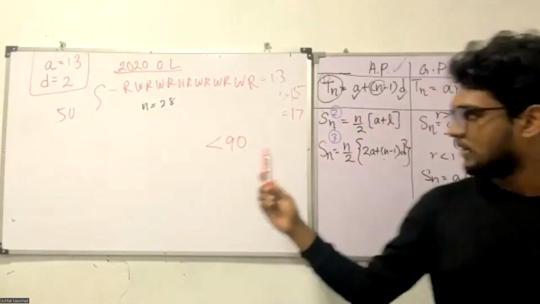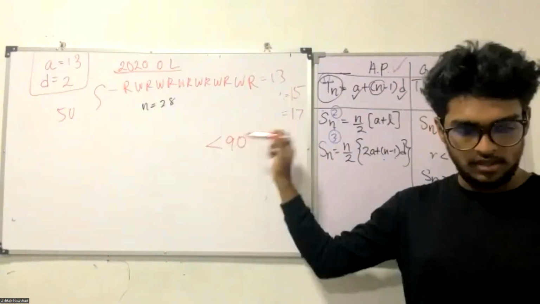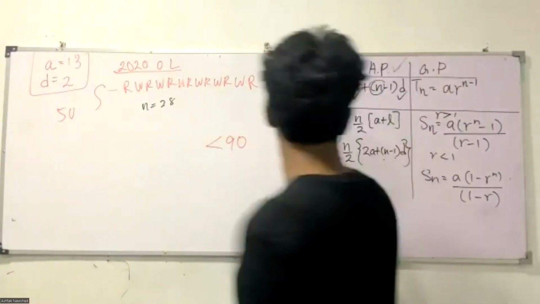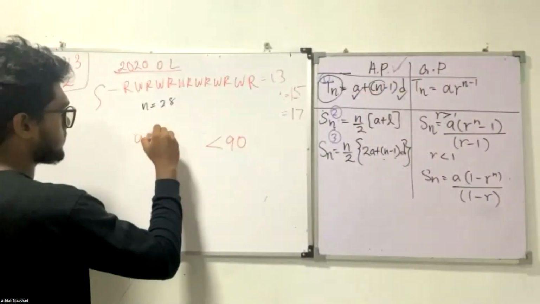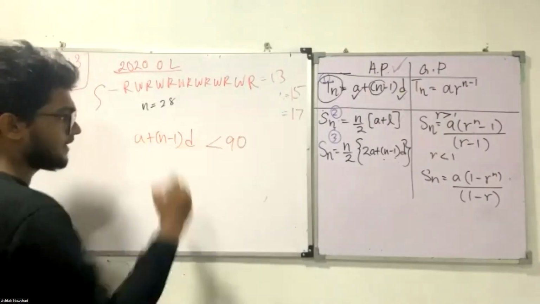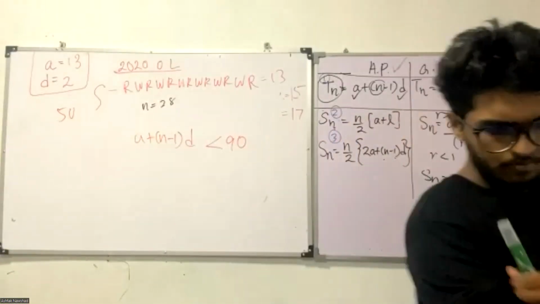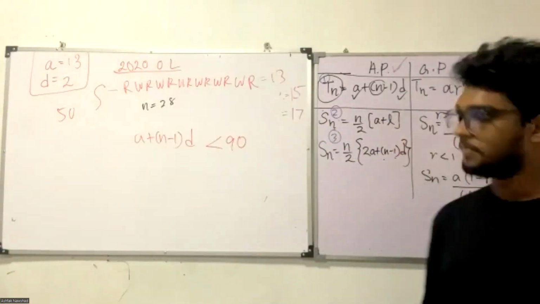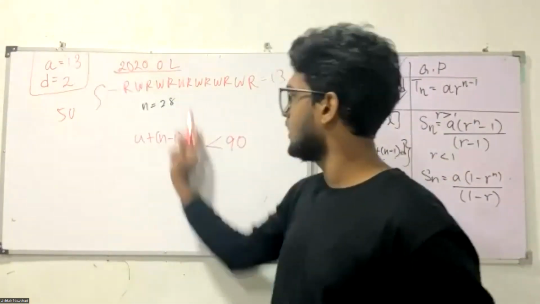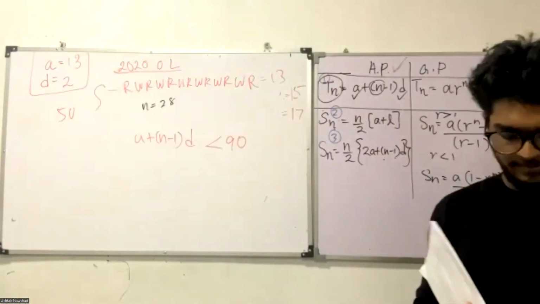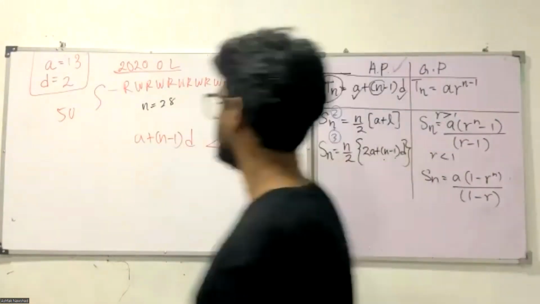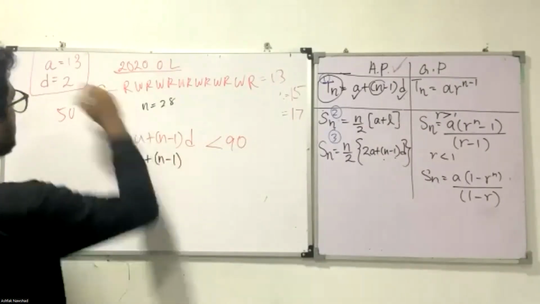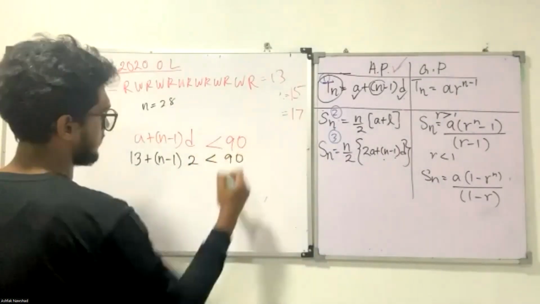Is it clear? So this is also an inequality, not an equal sign, not an equation. This must be an inequality, like Tn, a plus n minus 1 d must be less than 90. Is this understood? Similar to that question. Good. Now we know A, we know D, so we must find n here. Let's substitute. A is 13, n minus 1 is unknown, D is 2, is less than 90.